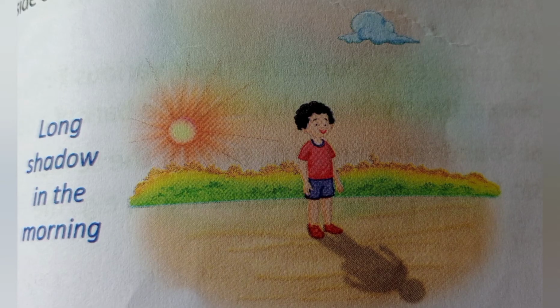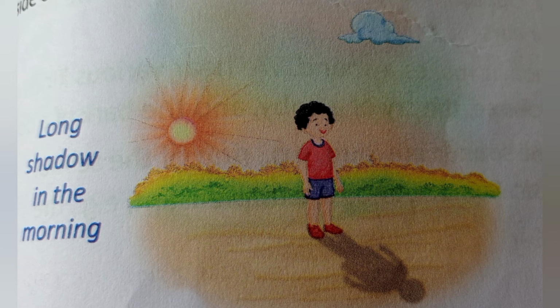Now we will see shadow. Students, have you observed something which is with you every time? It chases you everywhere and is black in color. Yes, it is your shadow. So let us see what a shadow is and how it is formed.